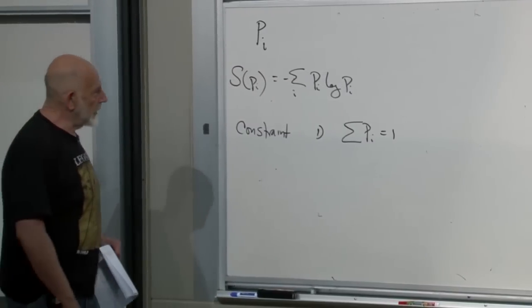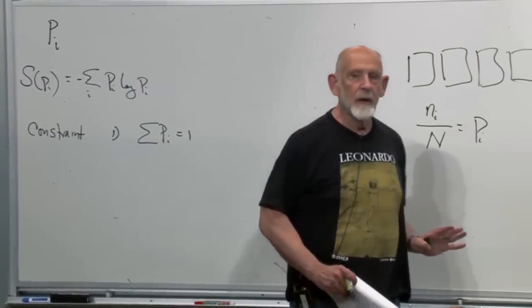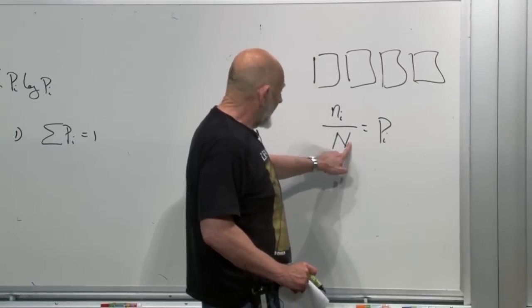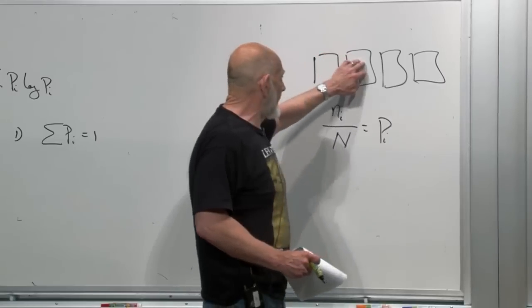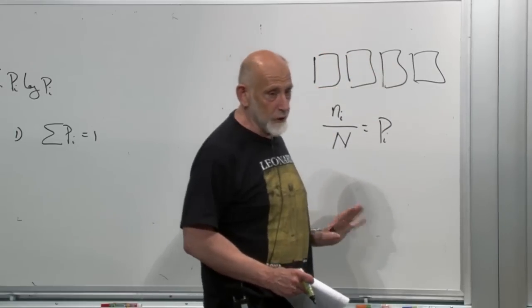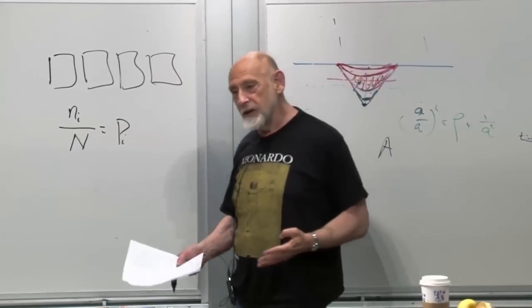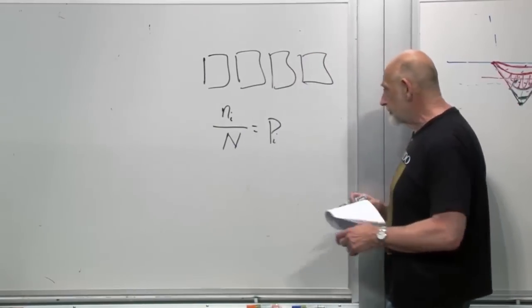The next constraint is we started with a certain total amount of energy. Let's call it capital E times N, capital N. Why times capital N? Because I'm imagining there's a certain amount of energy on the average in each one of these boxes. And if I double the number of boxes, I will want to double the amount of energy that I have in the whole system.